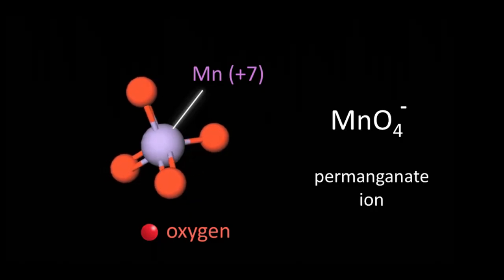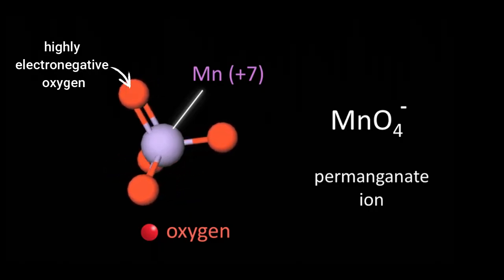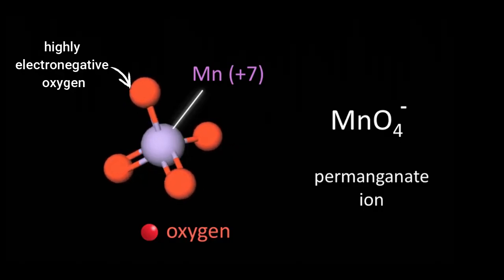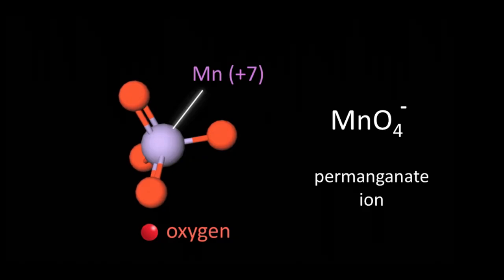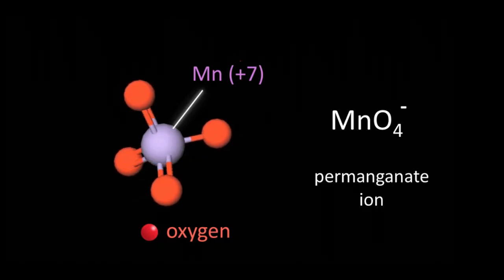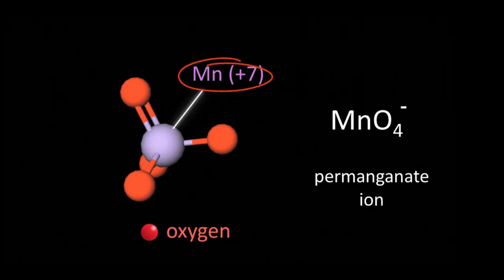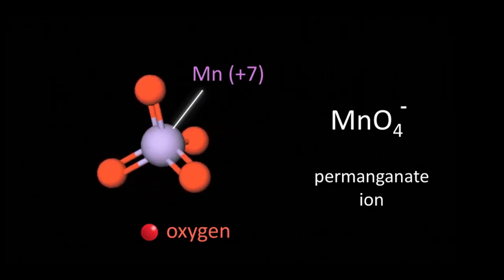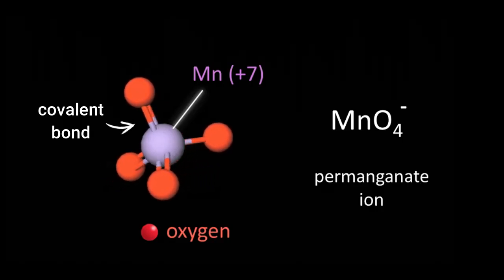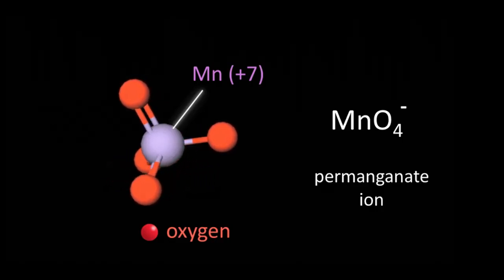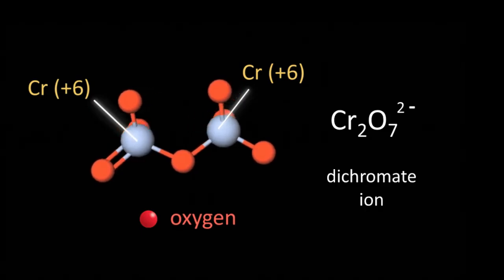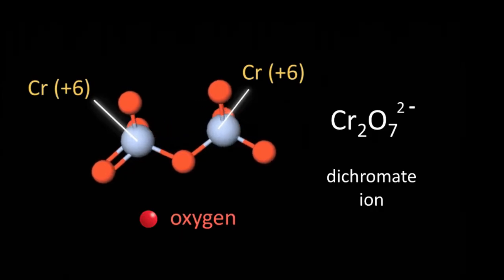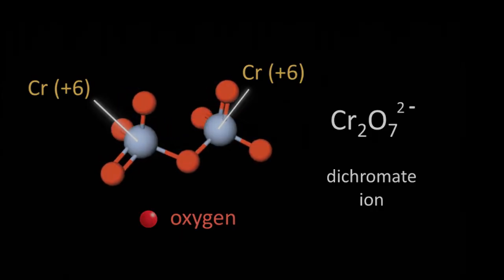This is because only highly electronegative elements like fluorine or oxygen can pull so many electrons away from manganese, and even then these electrons are not completely transferred because manganese has such a high positive charge, so it can pull electrons back, and ultimately there is sharing of electrons. So there is a covalent bond between oxygen and manganese in MnO4-, and similarly other compounds of transition metals in higher oxidation states like the dichromate ion are all covalent.